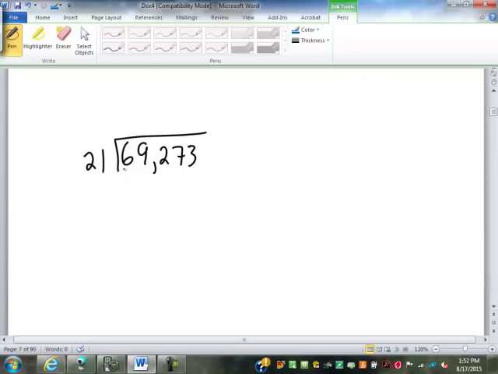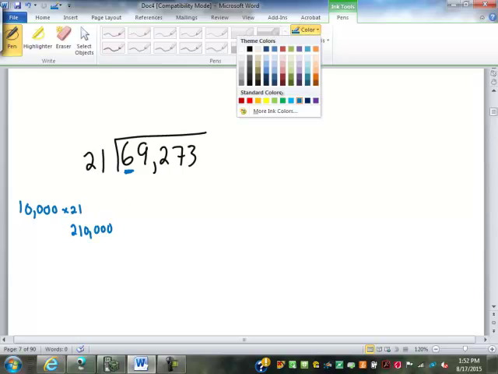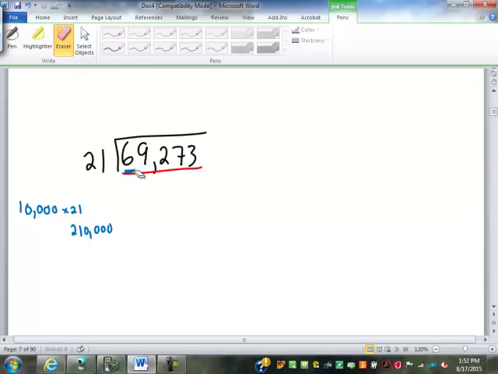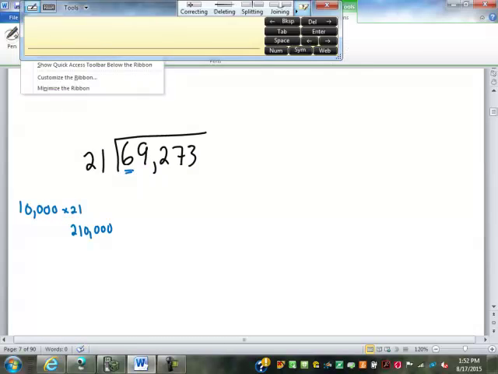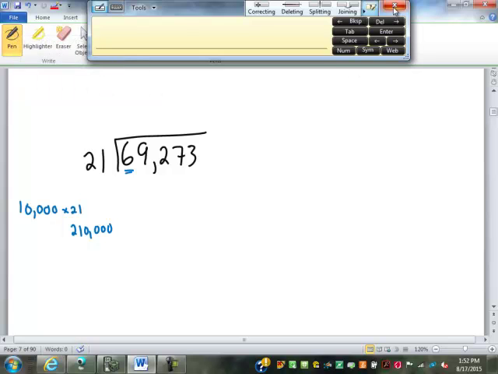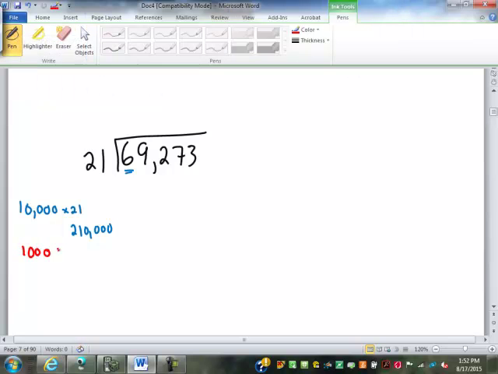The way it worked is you look at the place value of this first digit here: 10,000. If we try that place value, 10,000 times 21 is 210,000. Can I subtract that from this? No, I cannot. So the next place value would be 1,000. Let's try 1,000 times 21. 1,000 21s is 21,000. Can I subtract that? You bet I can. Can I subtract it more than once? Yes, in fact, I can subtract it 3 times. That would be 63,000.